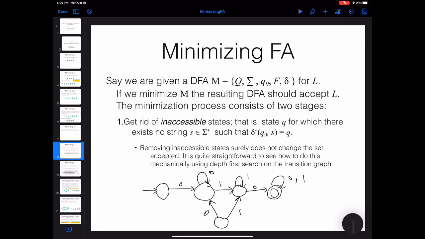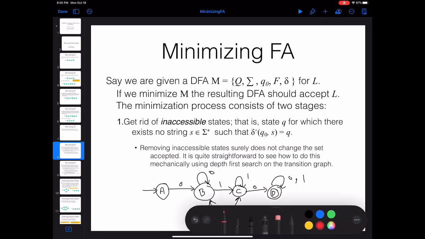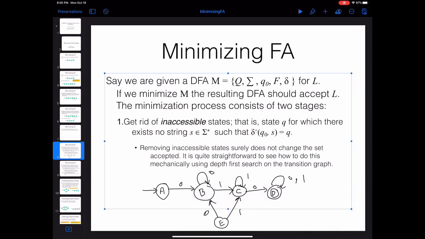Okay, if you look at this DFA, let me give some names to these states: A, B, C, D, and E. If you look at this finite state machine, you can see that E is in fact an inaccessible state.